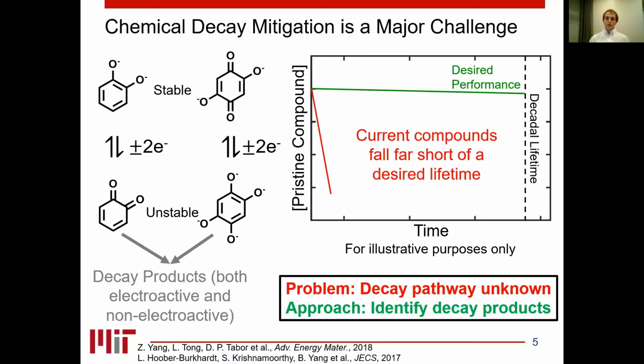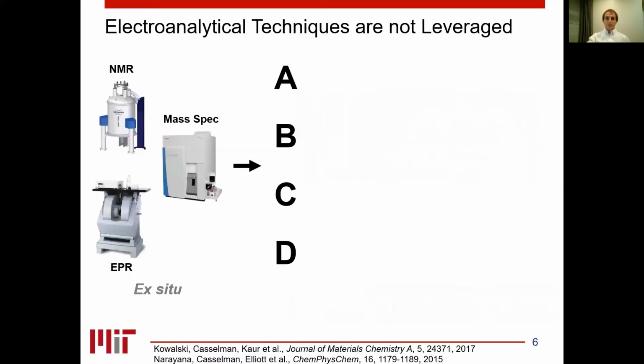The approach to understanding the decomposition pathway is to identify the decay products. And then these products in turn can be used to backwork the pathway that led from the original organic compound to the observed products. This is typically done using a variety of ex situ techniques. And these techniques, one by one, eliminate compounds from the candidate set until a single compound or a set of compounds is identified as being present in the electrolyte.